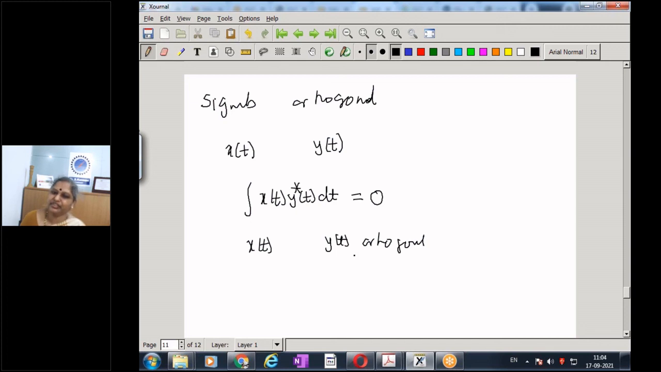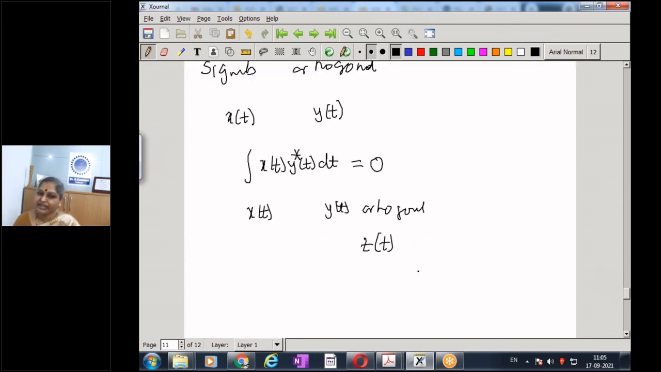And suppose I find one more signal, say z of t, which is also orthogonal to x and y. Then I am going to have a set of signals which are orthogonal to each other. And when I have such a set, what happens? Just like how we can represent any point in space using the x, y, z coordinates, exactly similarly, if I have a set of orthogonal functions, then I can represent any signal using this set of orthogonal functions.